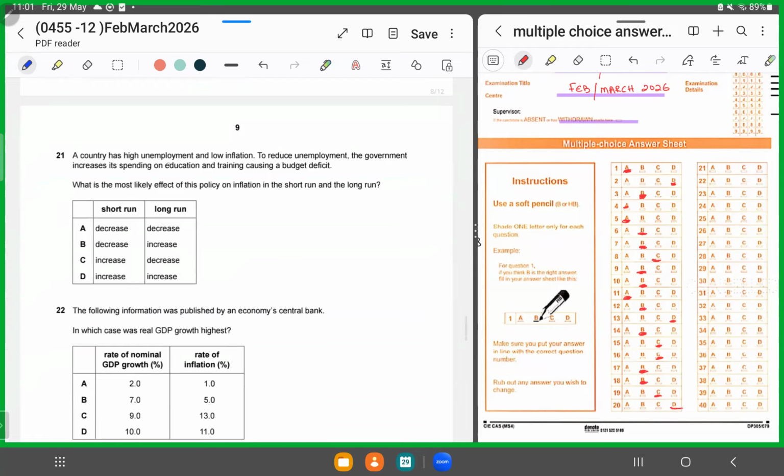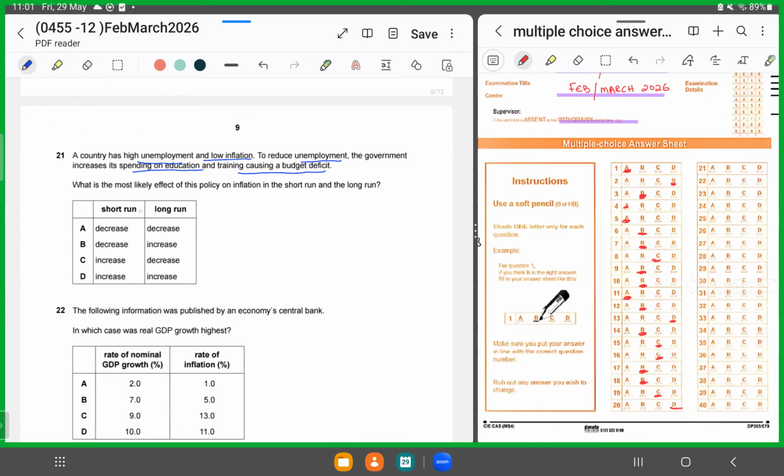A country has high unemployment, low inflation. So at the current moment, lots of people are unemployed and inflation is low, so there's relative price stability. To reduce unemployment, the government increases its spending on education and training, causing a budget deficit. Now, the government wanted to reduce the number of people who were out of jobs, so it gave training and education, but it resulted in a budget deficit. That means the government spent more than it earned by way of taxes.